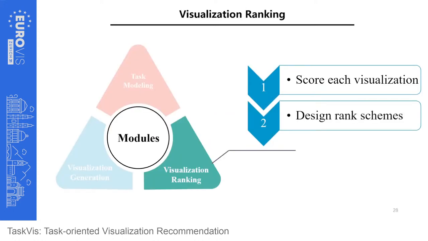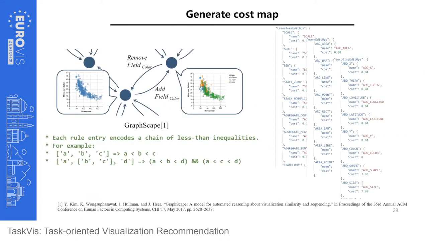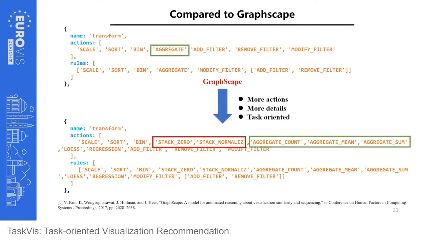We need to score each visualization first and then design rank schemas based on this score. Inspired by GraphScape, we generate a cost map for each component in Wiganite through the idea of solving linear programming. Compared to GraphScape, the cost map in TaskVis adds more actions, more details, and it is task-oriented.